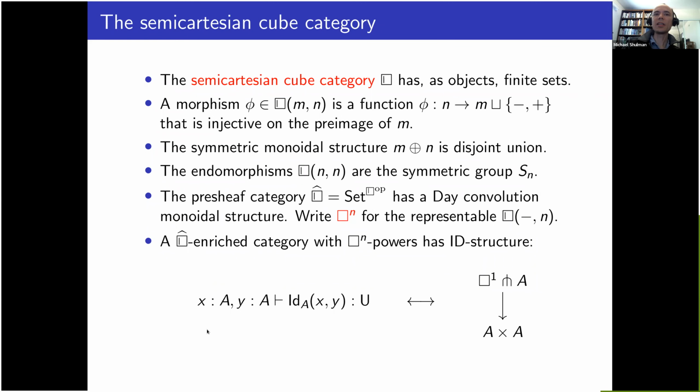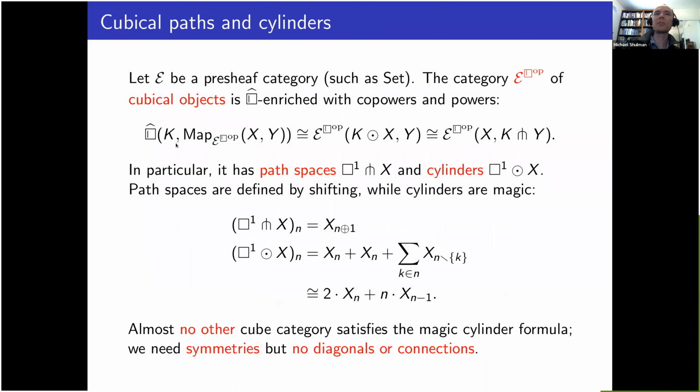So the particular enriched categories that we're going to be interested in are not just the presheaf category itself, but cubical objects in some other category, E. And I'm going to assume that E is itself a presheaf category, just because it makes it easier to build universe objects later on. So it could be the category of sets, or it could be presheaves on something or other else.